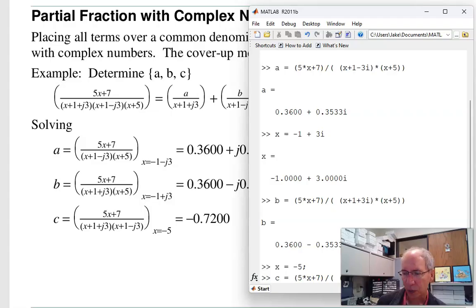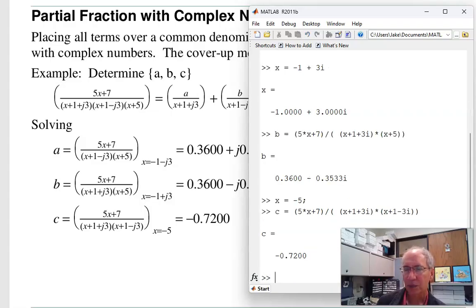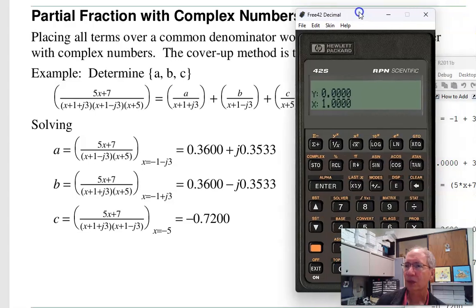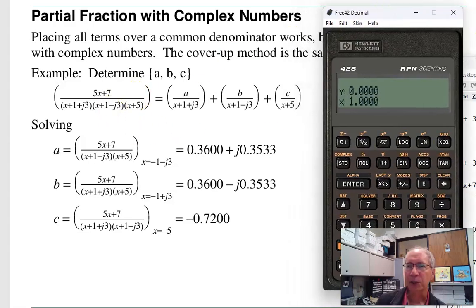X plus 1 minus 3i. So again, if you don't mind complex numbers, partial fractions works just the same as before. HP calculator will show that as well. On HP calculator, I'll just do one of these.